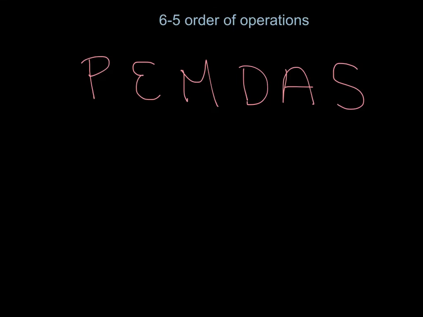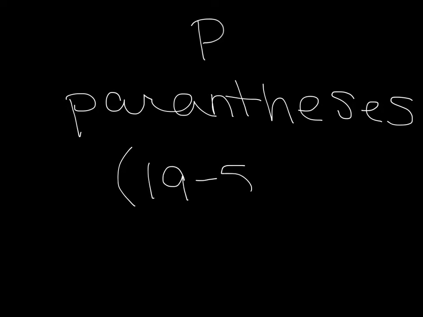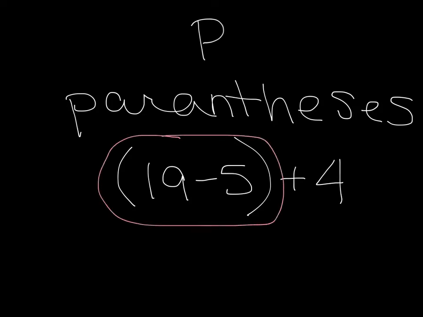stands for. So the P in PEMDAS stands for parentheses. So this means that you want to do everything inside the parentheses of an expression first. So if you ever have something like 19 minus 5 plus 4, you want to do the 19 minus 5 first.